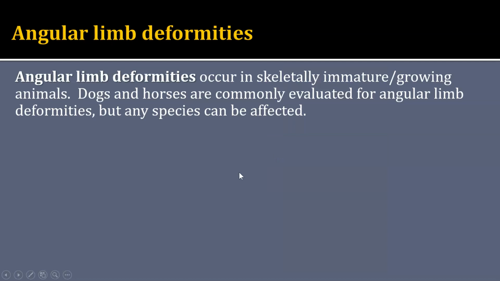So just a quick discussion of angular limb deformities, because by now in our musculoskeletal presentations, we've seen quite a few things that could lead to angular limb deformities. And these occur in our skeletally immature, still growing animals. Of our veterinary patients, the dogs and horses are the most commonly evaluated for angular limb deformities, but any of our species can be affected.